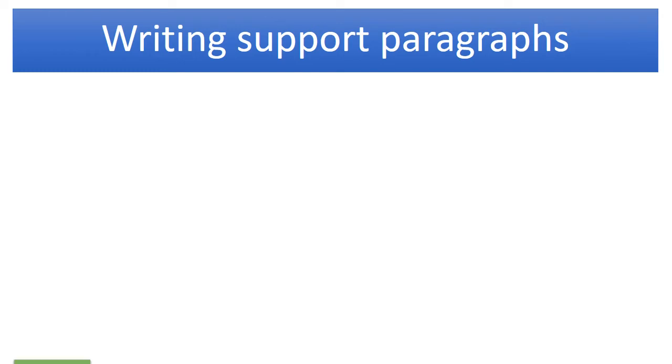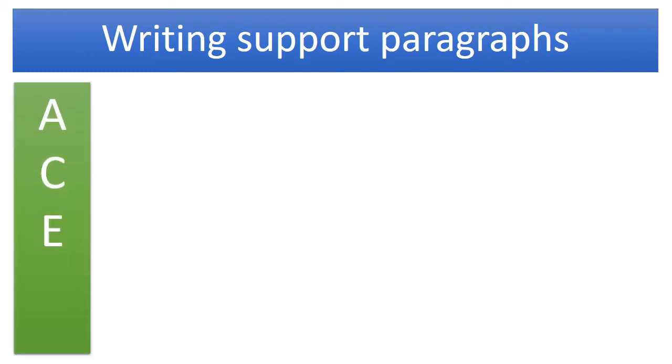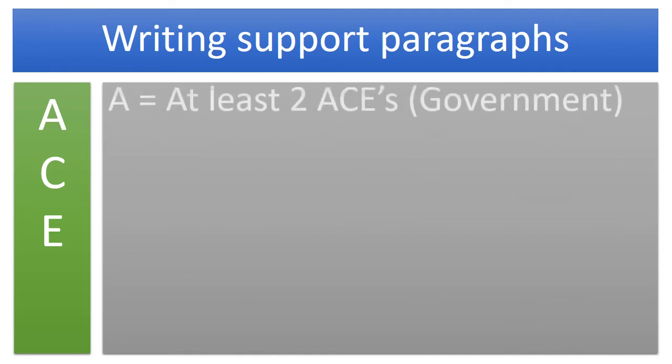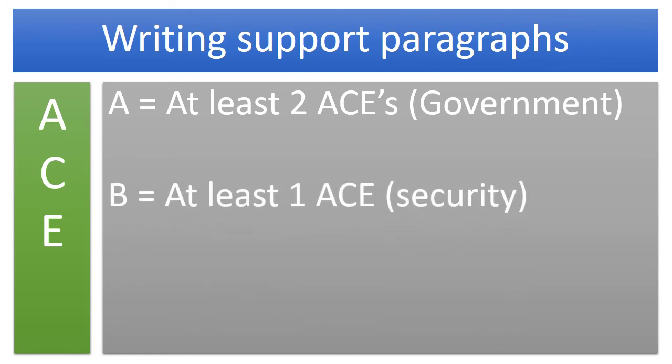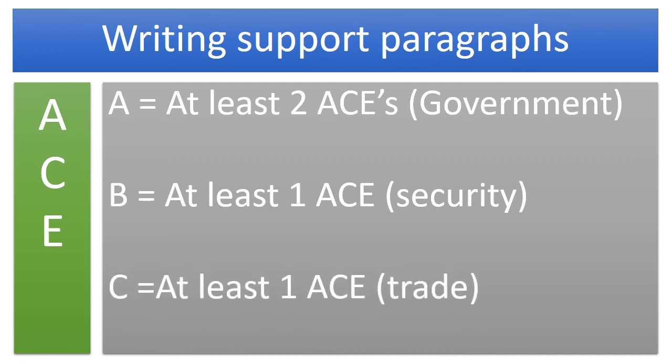Okay, so your supporting paragraphs, you're going to ace these supporting paragraphs. Remember that your A statement, you're going to have at least 2 aces on governmental causes of U.S. entry into World War I. Then you're going to use at least 1 ace on security for your B statement, and then finally at least 1 ace for trade for your C statement.